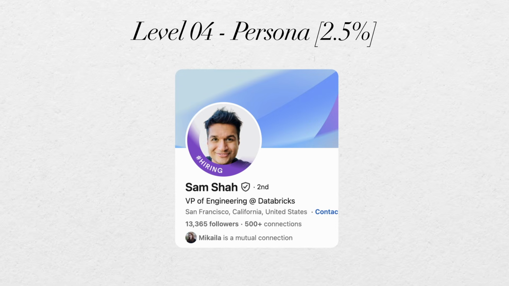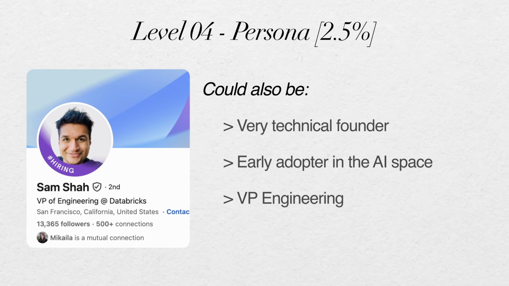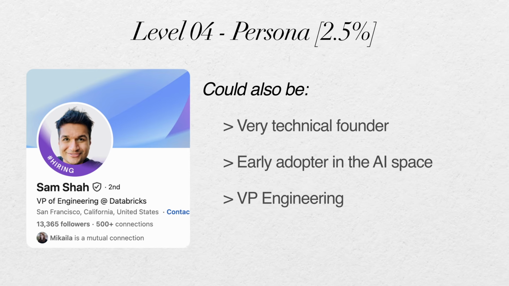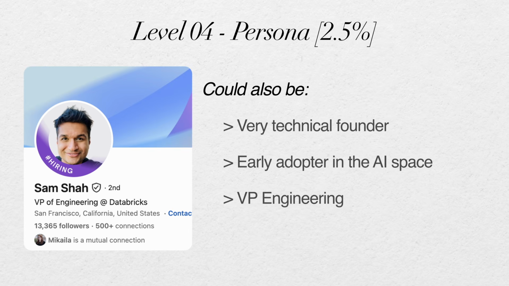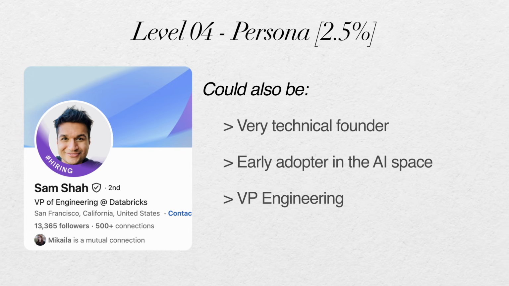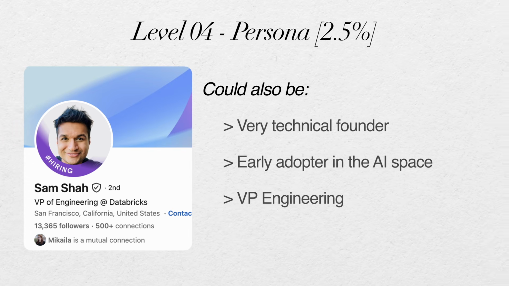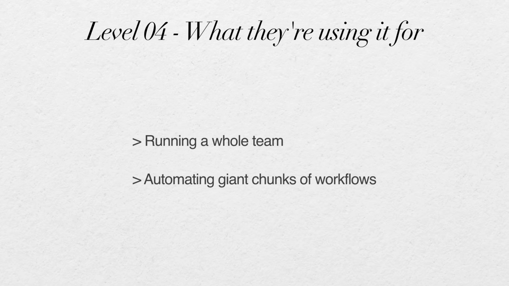I will add though, and this is just a general rule, most of the stuff you'll see on Twitter comes from people who are at these top levels. That's what goes viral, that's what gets shared. And so it seems like a lot more people are there than really are. But like any skill, the vast majority of people are beginners, they're early on in their journey. But the average person who lives here looks something like this. This is a very technical founder. This is really an early adopter in the AI space. It's maybe a VP of engineering, someone who's been following agentic coding for a long time and is really at the forefront of it. What they're using it for looks like running a whole team with this thing.